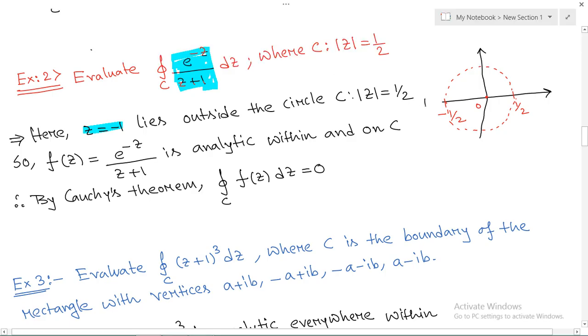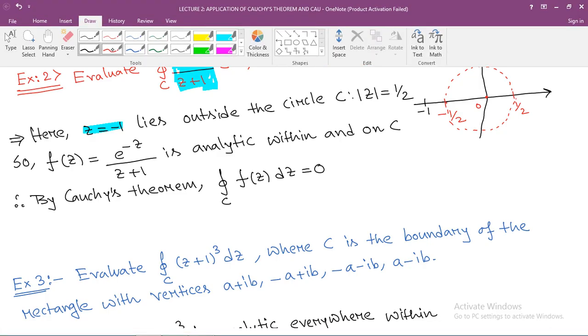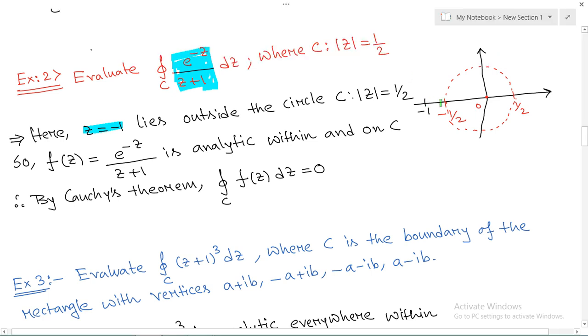There is a circle, so minus 1 basically lies here. So the problem of analyticity lies outside the domain. It is not lying inside the circle. There is no problem for it to be analytic within and on this circle. Therefore, it satisfies the condition of Cauchy's theorem. That is, the function is analytic within and on this region which is bounded by this curve C, mod z equal to 1 by 2. Therefore, using Cauchy's theorem we can say the result is going to be 0 only.